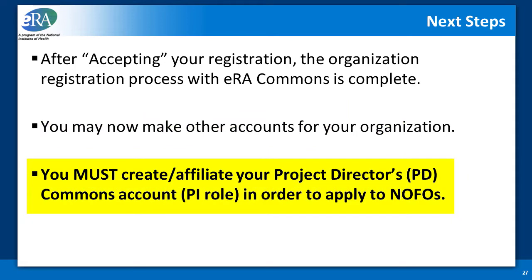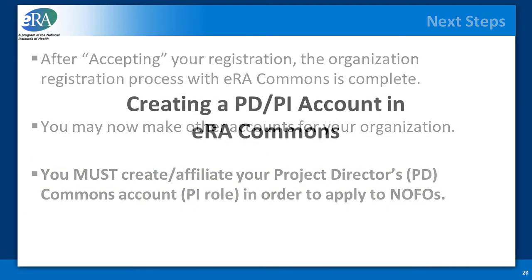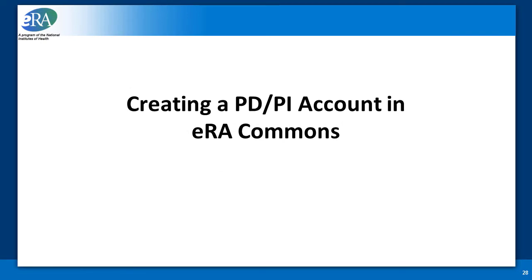If your principal SO is going to be your SAMHSA business official, then the only other account you would need is a project director account. But you must at least create, or affiliate to your organization, a project director account in order to apply to a funding opportunity. This section will cover creating a project director, or a PI account, in ERA Commons.